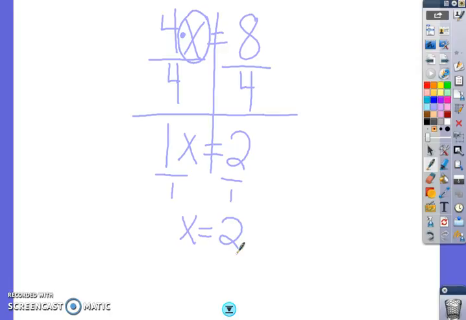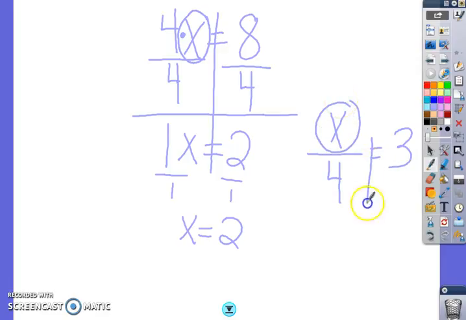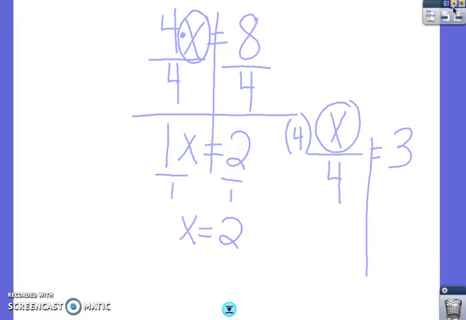Then you might get ones that have x over 4 equals 3. So x is now, I want to get it by itself. What's in my way? It's being divided by something. So what's the opposite of dividing? That would be multiplying. So I'm going to multiply both sides by this 4. And what that does is it cancels out my fraction. Remember to write it up high so you can cancel it out. And then x equals 12.